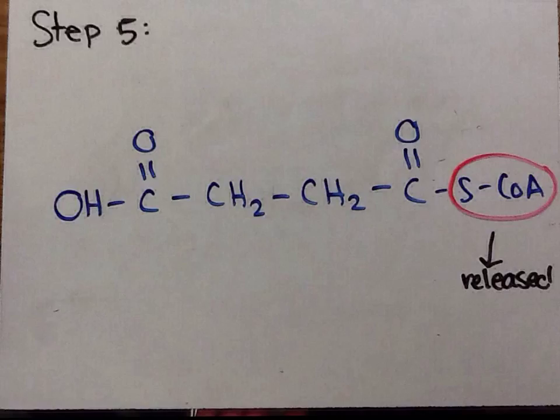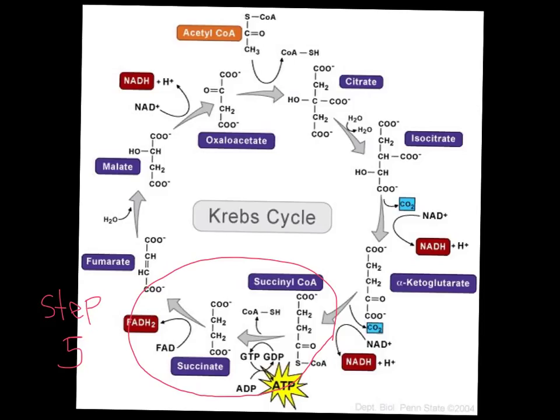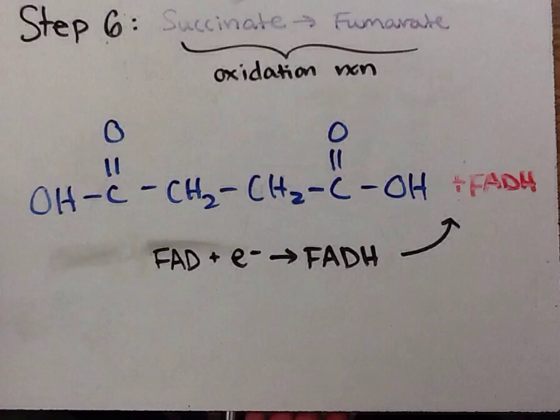In this step, coenzyme A is removed from the succinyl-CoA, forming succinate. ADP is then phosphorylated into ATP. Next, the succinate is oxidized to fumarate. Since it's an oxidation reaction, energy is released. However, there isn't enough energy to reduce NAD to NADH, and so another electron acceptor is used. FAD accepts electrons and becomes FADH.